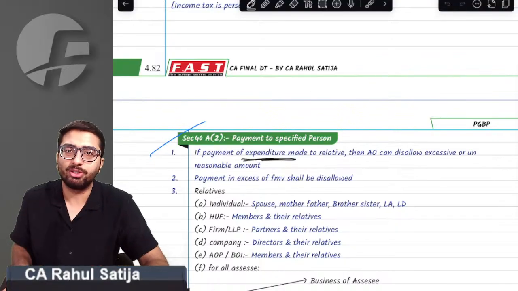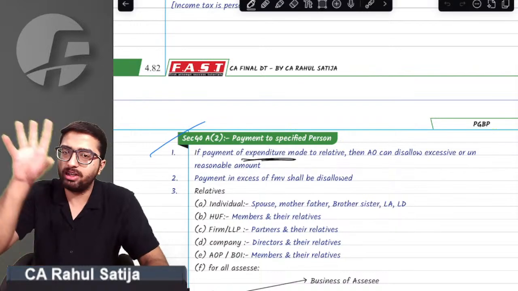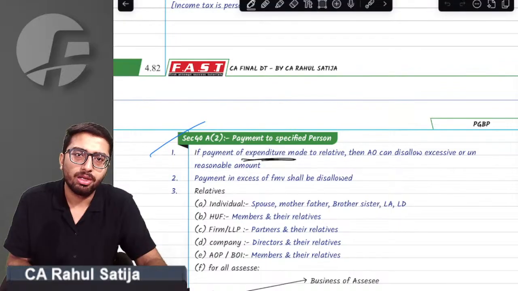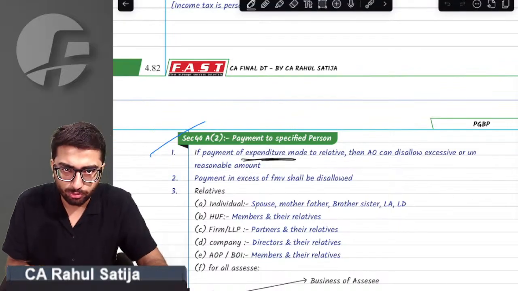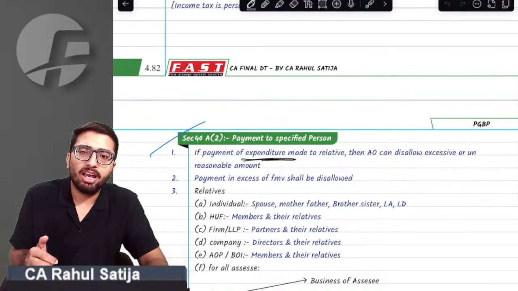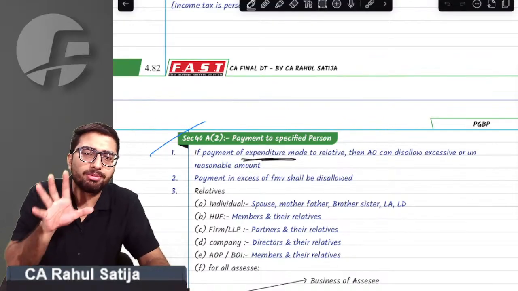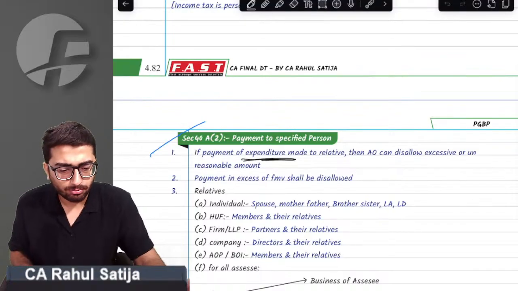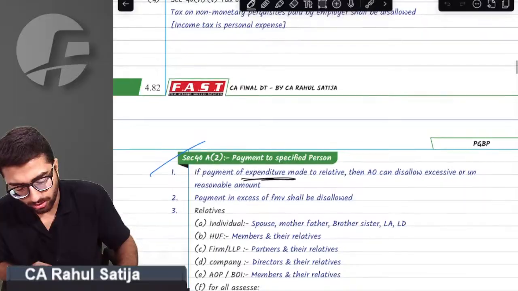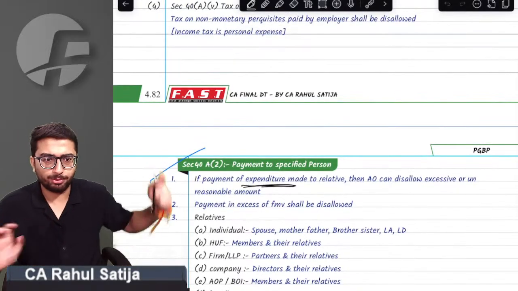Sir, before starting anything fresh today, why not we revise all the sections that we have studied till now in PGBP? Yesterday was our day number 4. We started off with chapter PGBP, and today we have completed a substantial portion of that. Why not revise the section numbers along with it? Okay, sir, got it. We'll be revising with you.